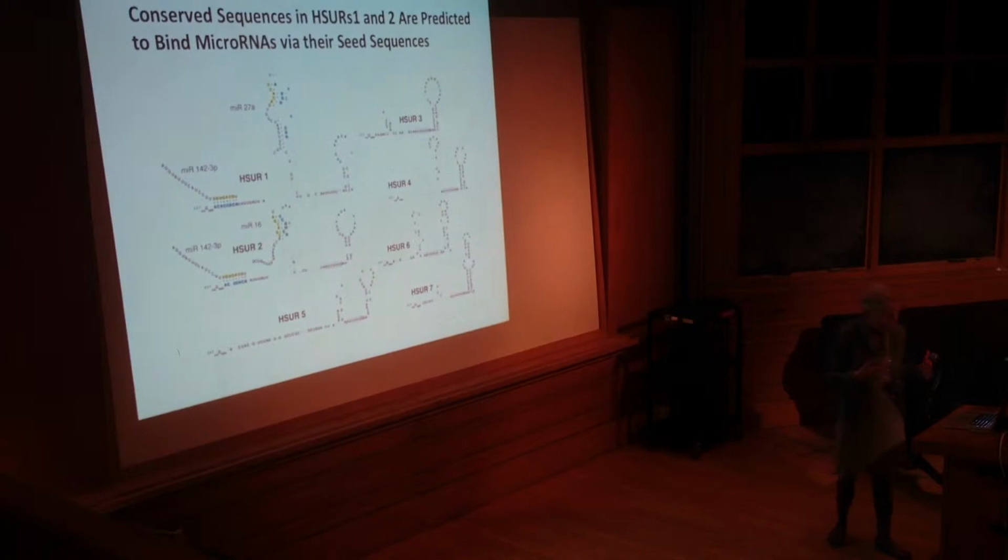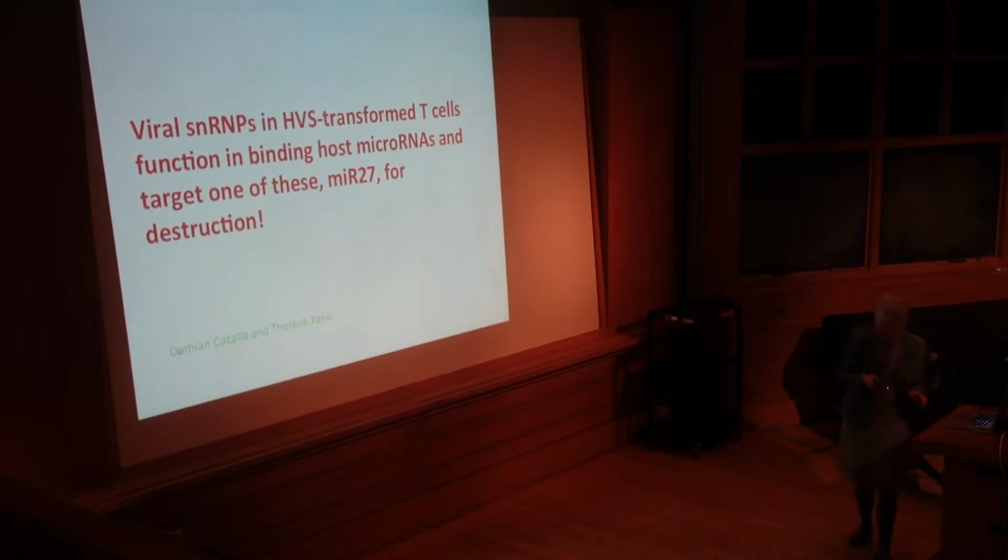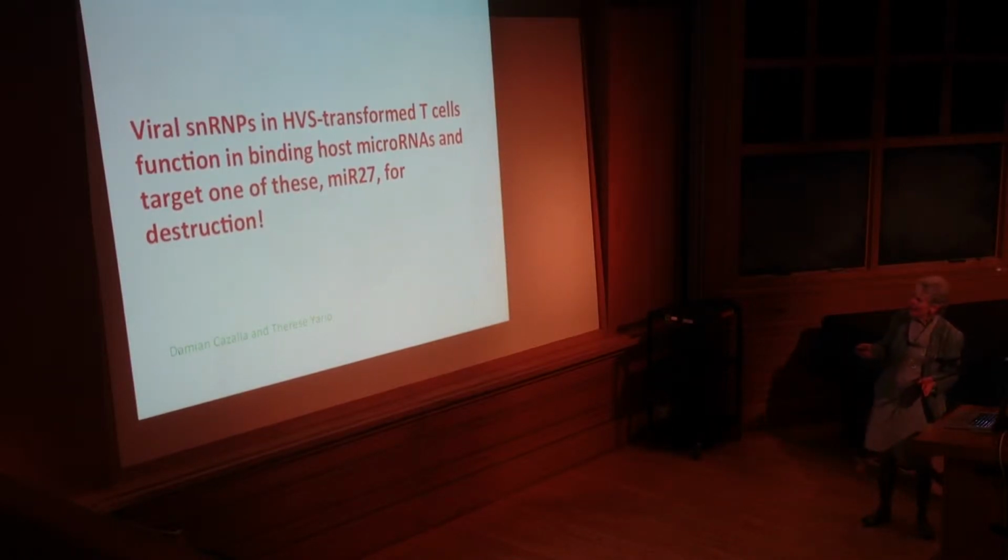And what Demian went on to show after lots of investigations was that the functional consequence of this interaction was that the binding of miR-27, the one that was over here in the last slide, to HSUR1 inside the transformed T cells actually targets this particular microRNA for degradation. And you can see the half-life is shorter and the levels then are lower.